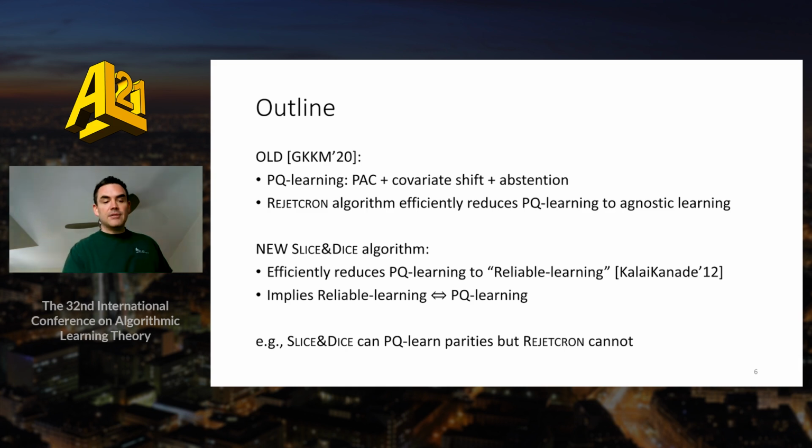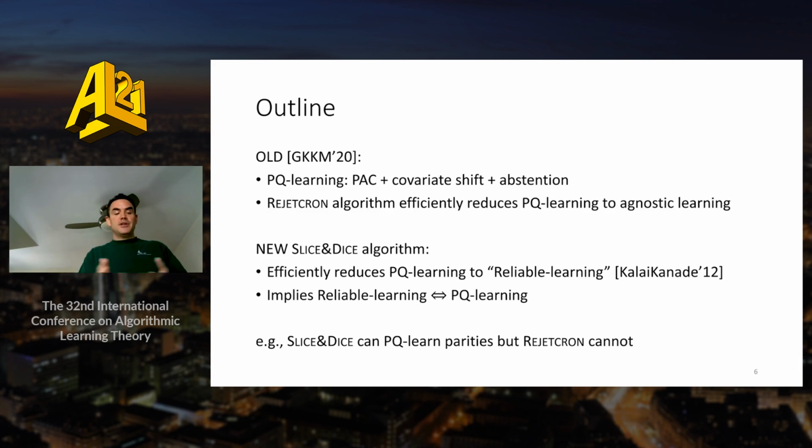Okay, so this recent work, this model of PQ learning, well, it's not old, it's recent, is a model of PAC learning with covariate shift, arbitrary covariate shift, where you can abstain. They introduce an algorithm called the Rejectron algorithm that shows that you can efficiently do PQ learning as long as you can find an efficient, what's called proper agnostic learner, which means that given an arbitrary noisy data set with arbitrary labels, you can find the best classifier in the class. And that's also called empirical risk minimization. It's a very well-studied problem, but it can often be hard in practice.